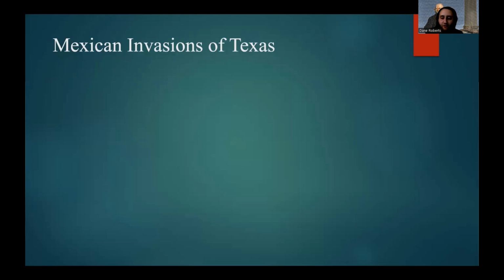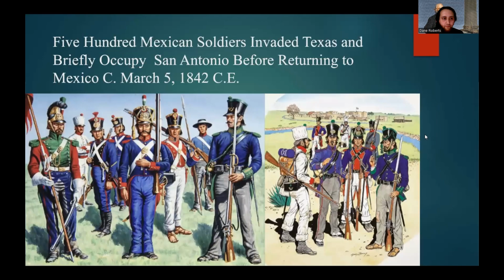However, there is also another major factor to Houston's second presidential term. There were several Mexican invasions of Texas during this time, with the first being an event that occurred on March 5th, 1842 CE, when 500 Mexican soldiers invaded Texas and briefly occupied San Antonio before returning to Mexico.